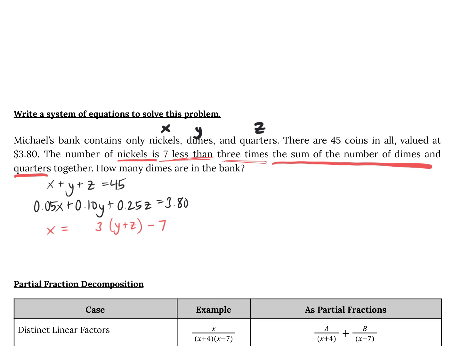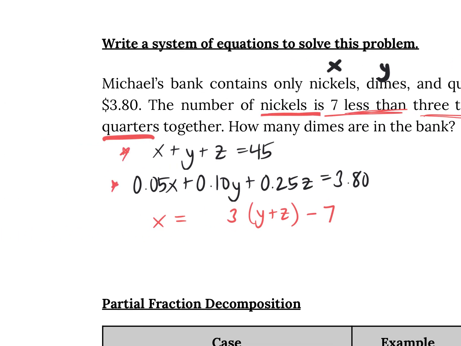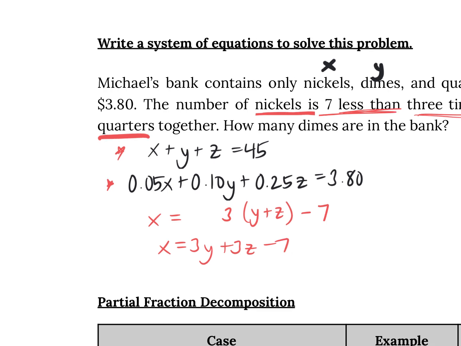So now on your calculator, you cannot go into PolySmelt 2 simultaneous equation solver and just solve this right now because it's not in standard form. It has to be in standard form, which means these first two are fine, but this last one I need to have my X's and Y's on the left-hand side. So let's go ahead and do that. If I distribute this, I get 3Y plus 3Z minus 7, and I can subtract those things over.